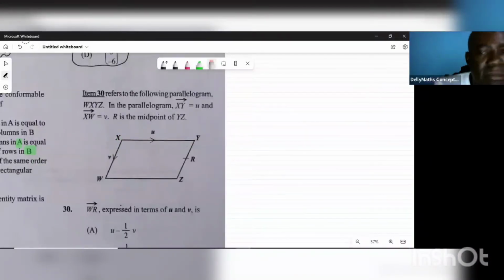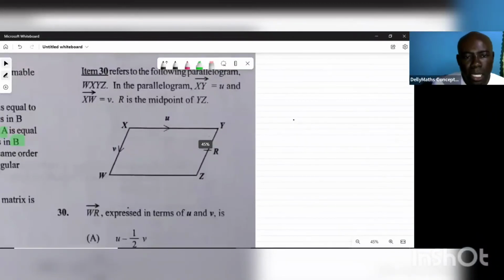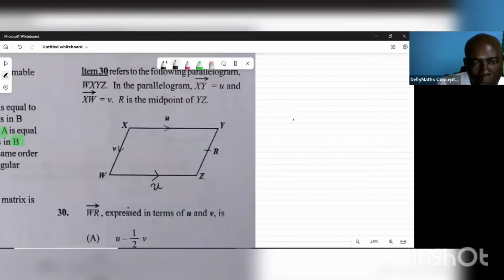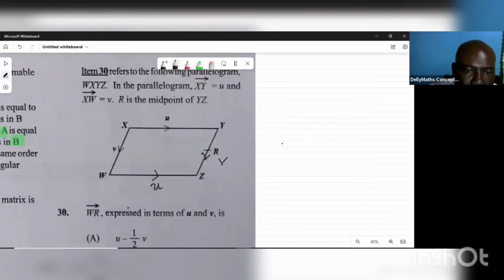All right, guys, we have done vectors. So it says now R is the midpoint of YZ. All right, no problem. What we do know, though, is that we could label the rest of the parallelogram easily. In this direction, from W to Z, will be U. It will be U, excellent. And Y to Z will be V.